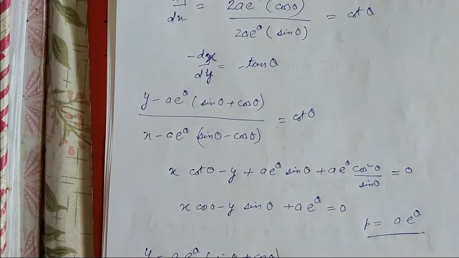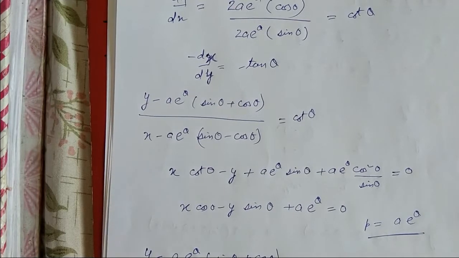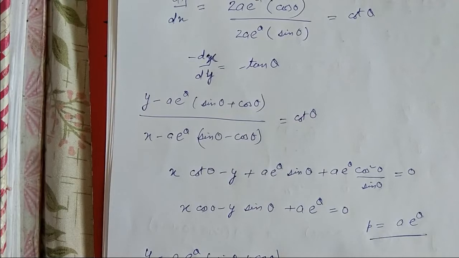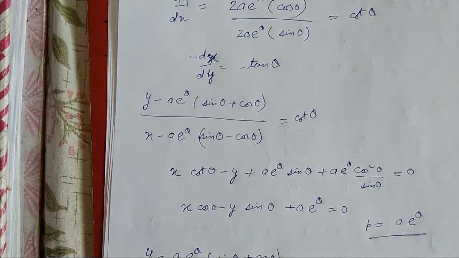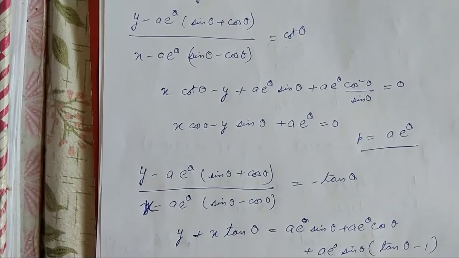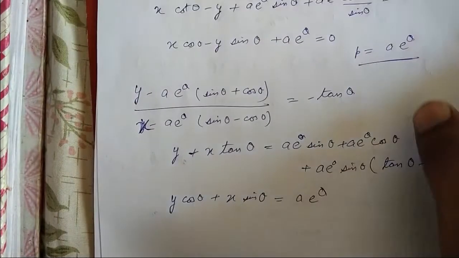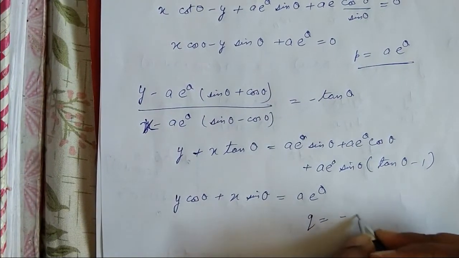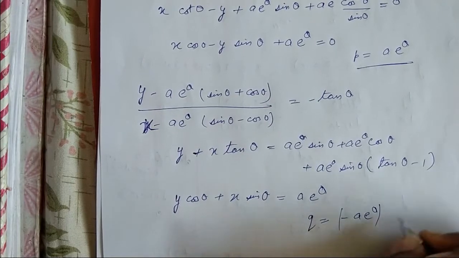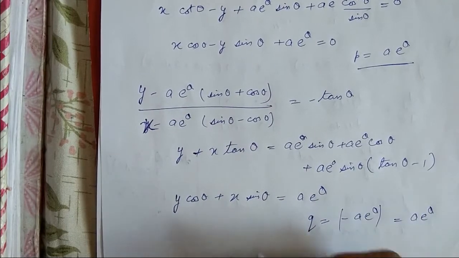Multiply the equation by cos theta, we get y cos theta plus x sin theta is equal to a e power theta. So distance of this line from origin would again be minus a e power theta, hence P is equal to Q.